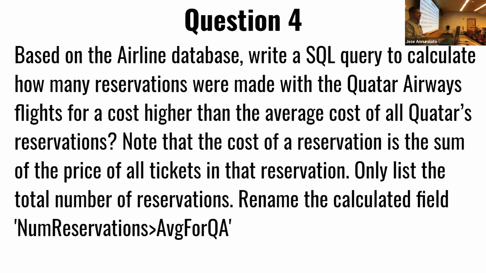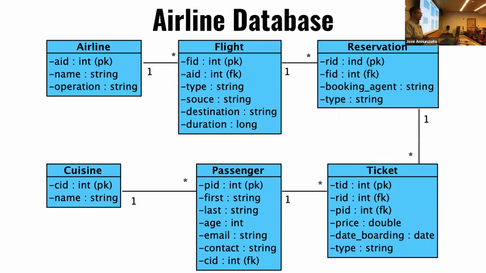It says, based on the airline database, which is very similar to the database we just looked at, right? Usually databases that I will give you are going to have a couple of one-to-many relationships. Like for instance, from the airline, there's a one-to-many for the flight, and there's a one-to-many from the flight to the reservation. And usually it'll be at least one many-to-many. In this case, we have the ticket as a many-to-many that relates reservations with passengers.